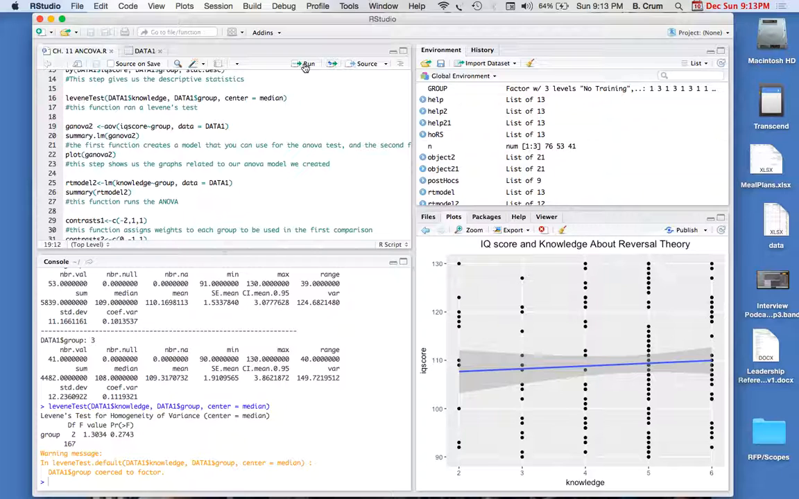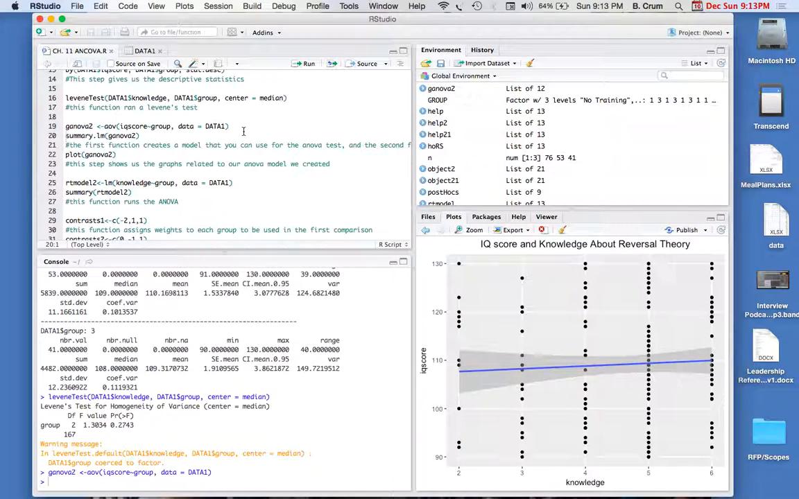I ran an ANCOVA to make sure that the covariate in the analysis is independent of the experimental manipulation. I checked to see if the covariate is roughly equal across all levels of my independent variable. I tested this by running an ANCOVA with IQ scores as the outcome and groups as the predictor.